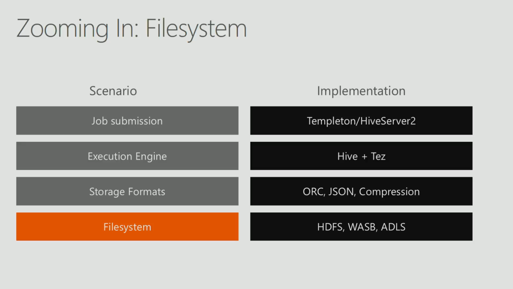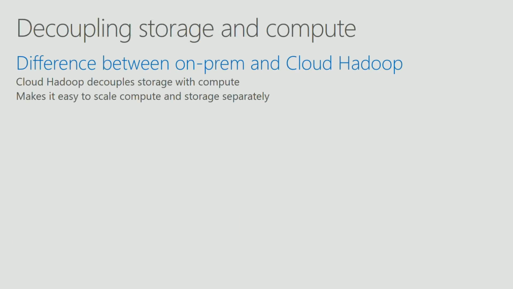HDInsight is a little different, and let's talk about why that is. One of the most powerful things about running Hadoop on cloud is you can separate storage and compute. So what does that mean? If you have an on-prem cluster, you're using the same nodes for both compute and storage, right? So as you put more and more data into your cluster, at some point, you'll run out of space. So what do you have to do? You have to increase the size of the cluster, right? So essentially, if you run out of compute or storage, you have to keep increasing your cluster on-prem.